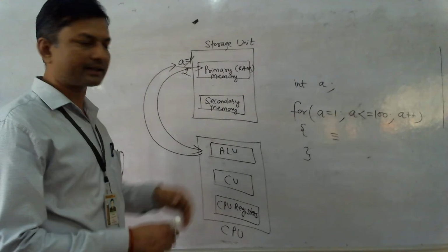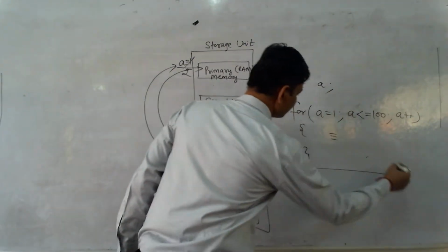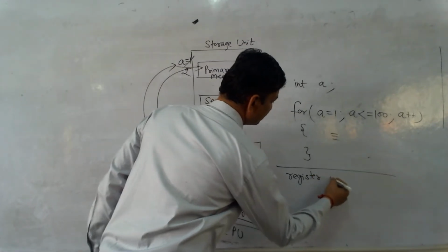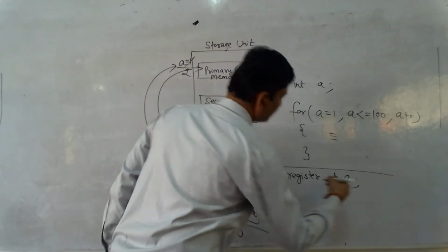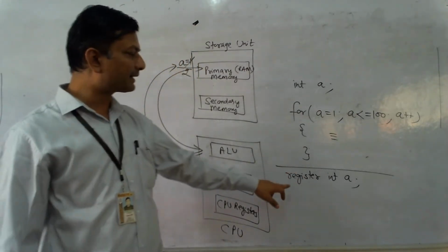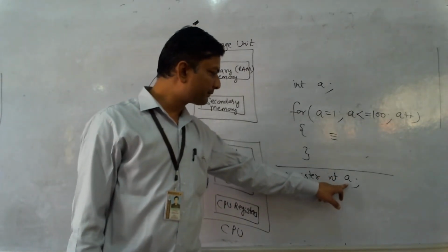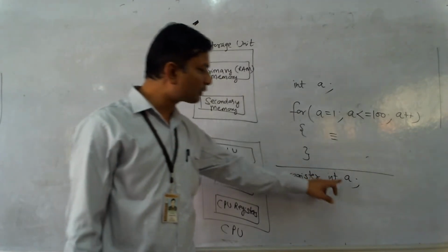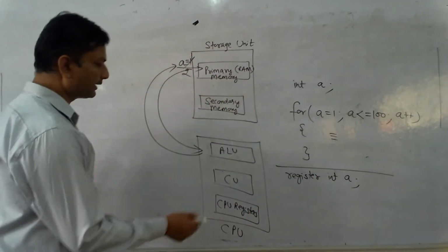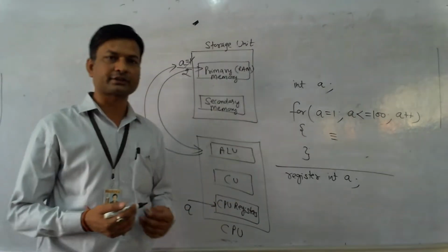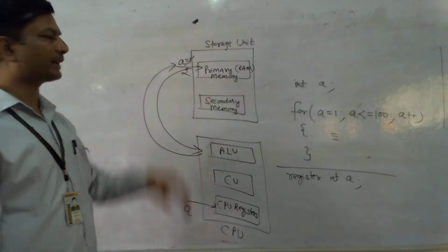Let us take another case, second case. Suppose we have specified that variable A will belong to register storage class. Then where will it occupy space? Obviously it will occupy space in CPU registers, not in RAM.